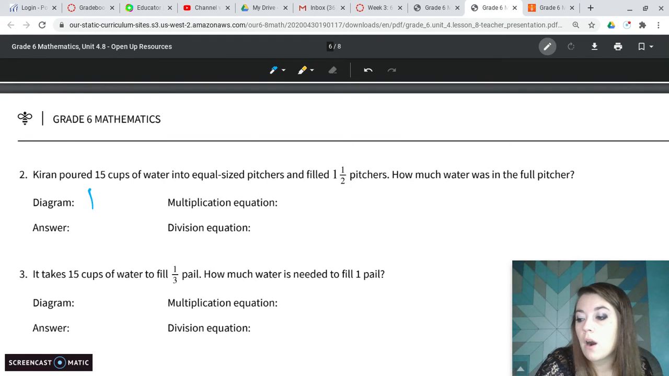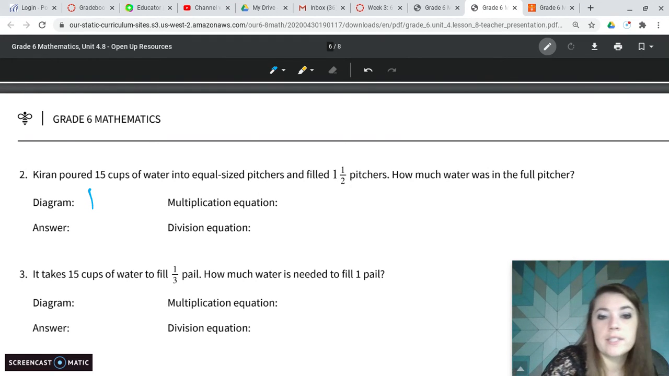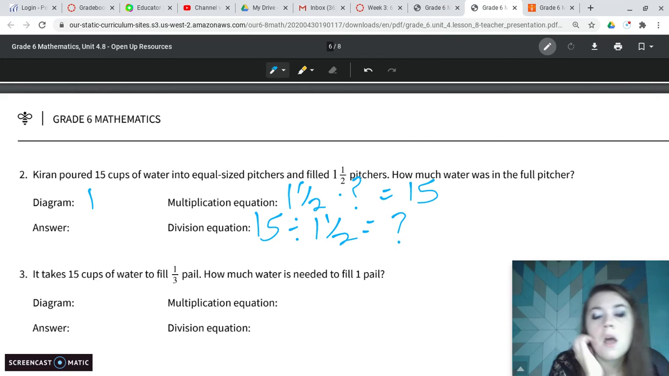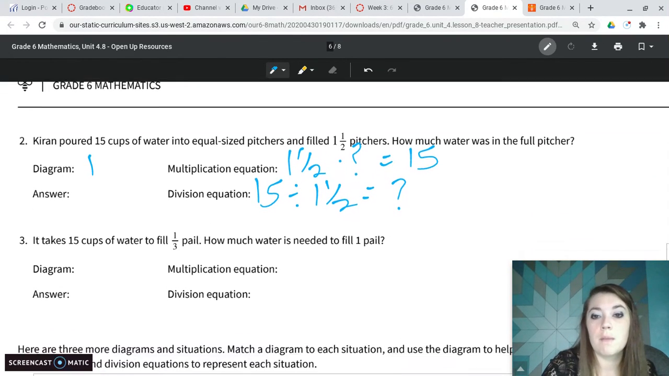Now, for our multiplication equation, we're going to take the 1.5 pitchers times something equals our 15. Then here we have 15 divided by 1.5 equals something. Sorry, I should have used a question mark there since that's what we've been doing. Question mark. Okay, so to find the answer to this, we're going to use same times flip.